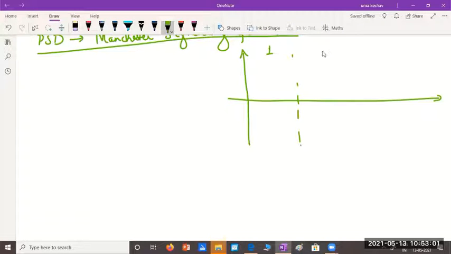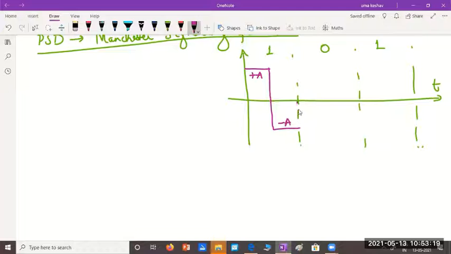Logic 1. How do I represent a logic 1 and how do I represent a logic 0? Logic 1 is represented with plus A for half the bit duration and minus A for the next half of the bit duration. First half of the bit duration, it is represented with plus A. So 0 to TB by 2, and from TB by 2 to TB, it will be represented as minus A.